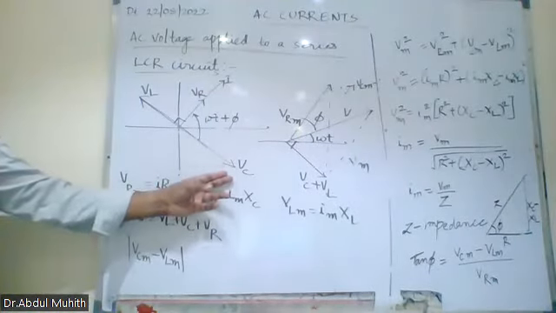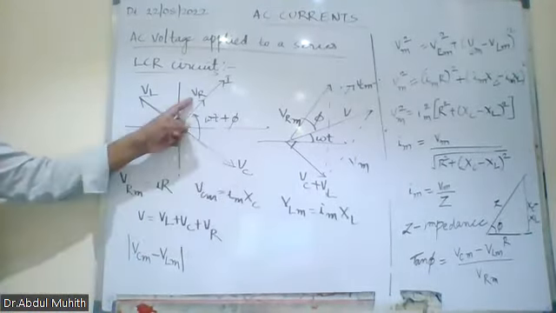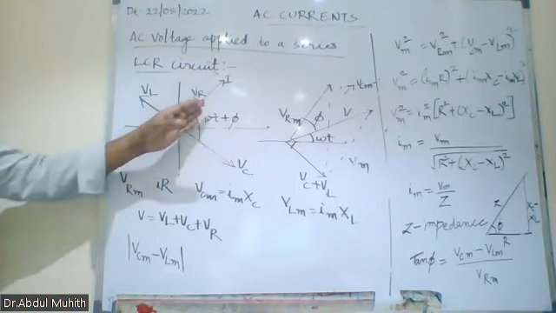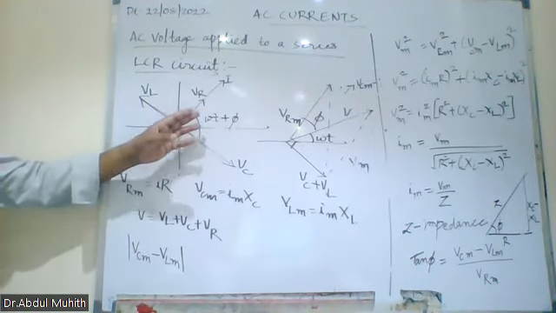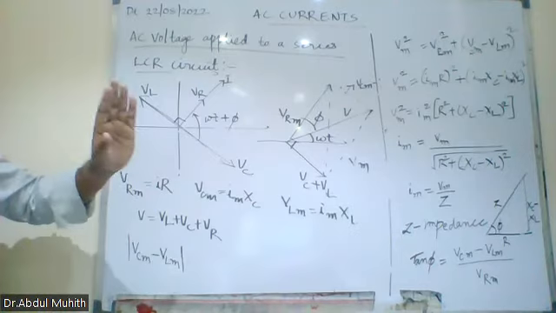VC is the voltage across the capacitor. VR is the voltage across the resistor. VL is the voltage across the inductor. The voltage across the resistor is in line with the current, which means there is no phase angle. They are in phase with each other.